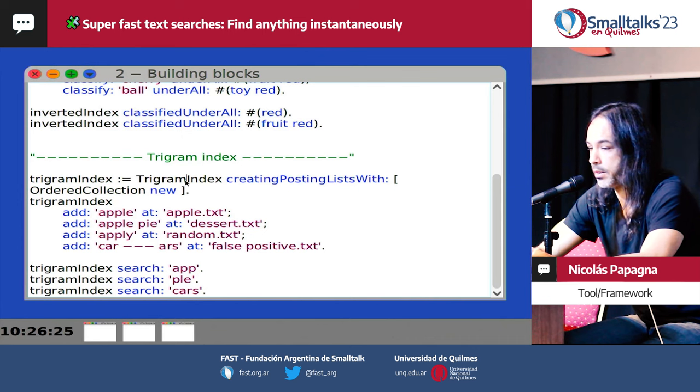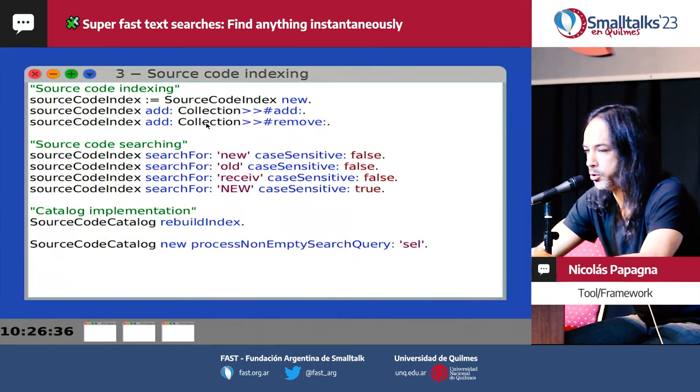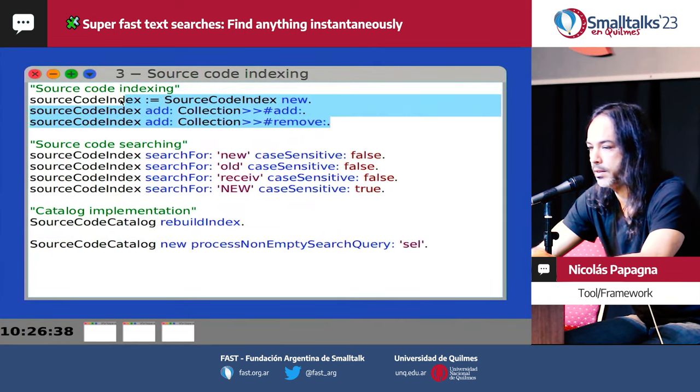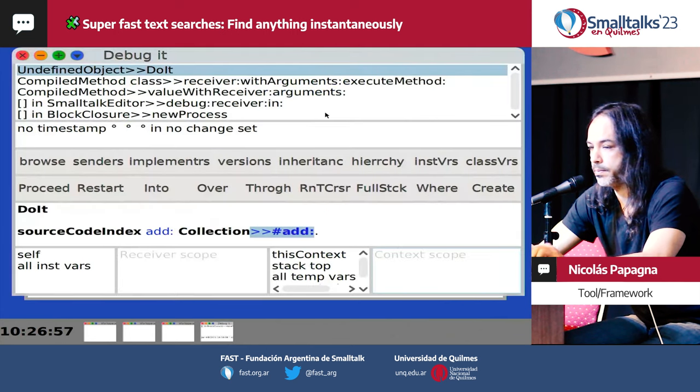Okay, so we have the trigram search, the trigram index. Now we're going to use it, indexing the dummy data. We're going to use the compiled methods, right? So I'm going to show a couple of examples first, a small one to understand how it works, and then we're going to index the whole image. So we have the source code index object here. I'm creating an instance, and I'm going to add two methods, add and remove from college. So let's see how this works.